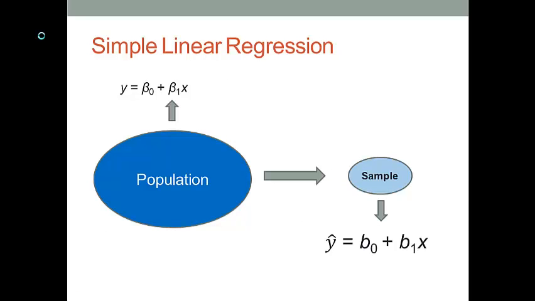Let's review what we did when we estimated the values of b sub 0 and b sub 1. We draw a sample from the population, and then we use the sample data set to estimate the values of b sub 0 and b sub 1. This is what we did in Excel, right? So on this slide, you can find a difference. I have y and y hat. What is the difference between the two?